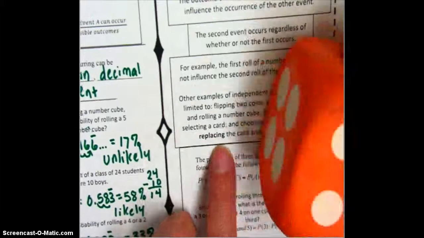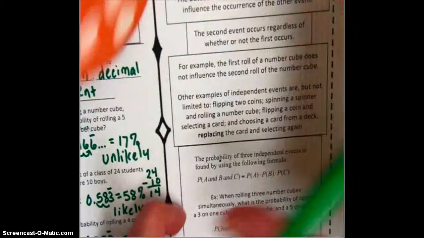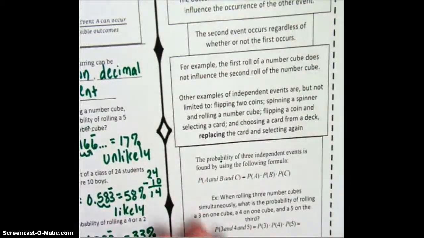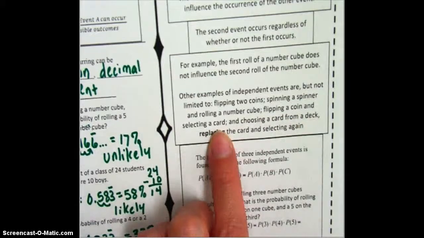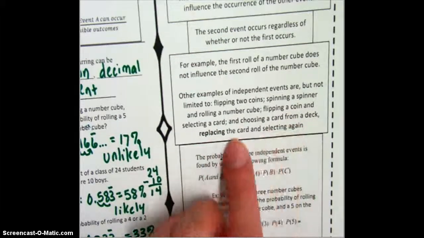So this is dependent, where independent, no matter how 500 people can roll this and it doesn't change. They're all going to have the same possibility of getting any of the 6 sides. So let's see here. So rolling a number cube, flipping a coin, selecting a card, and choosing a card from a deck, then replacing the card.